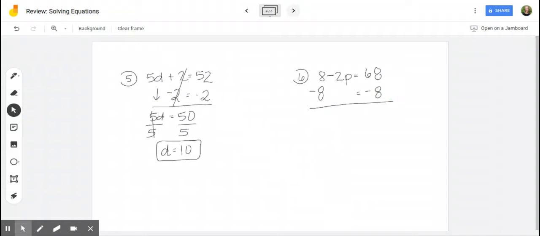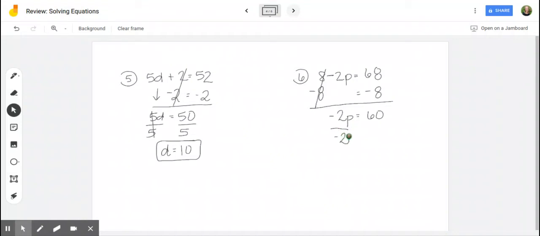Okay, your 8's cancel, and you're left with -2p, and 68 minus 8 is 60. Okay, -2 and p are being multiplied. They're right next to each other. They're connected. So the opposite of multiplication is division. So to get rid of that -2, I'm going to have to divide by -2.